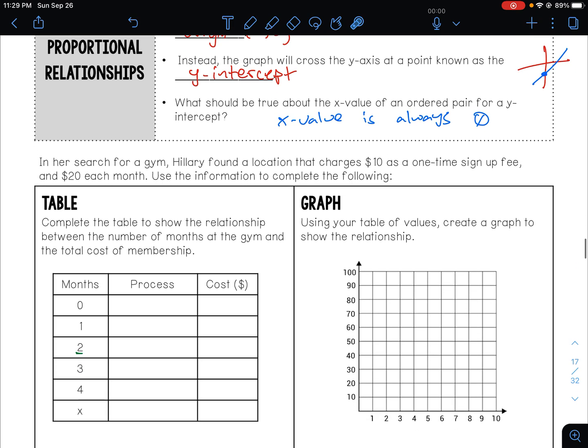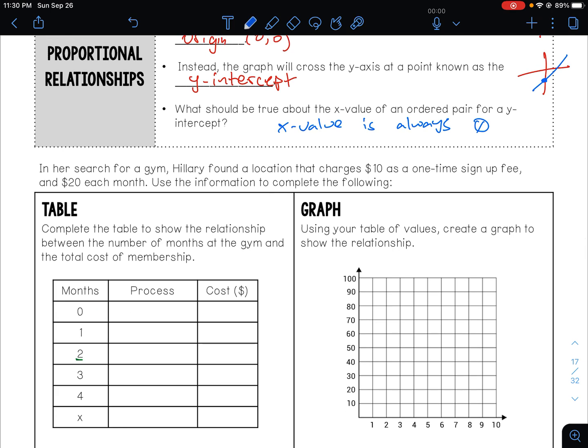So let's go ahead and start some examples, and hopefully this will make more sense. In her search for a gym, Hillary found a location that charges $10 as a one-time sign-up fee. So that's something she has to pay at the beginning. And then $20 each month. Use the information to complete the following. Complete the table to show the relationship between the number of months at the gym and the total cost of the membership. So we're going to do some of this in our head. We're going to skip the 0 months because that can be kind of confusing for people.